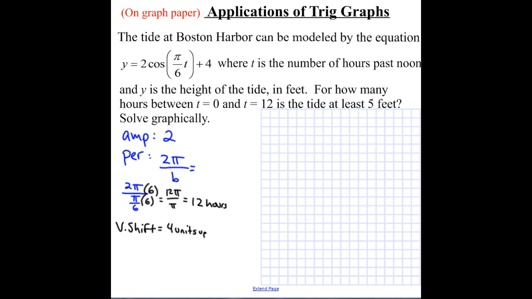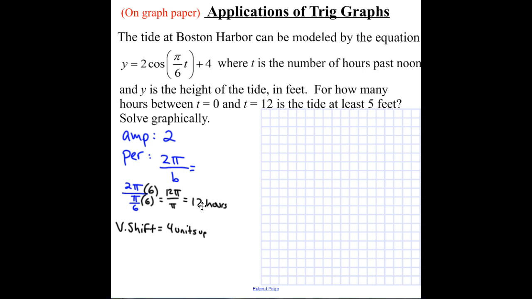Okay, so hopefully you wrote down the amplitude is 2, that's our A value, the height of the wave. The period's always 2 pi over b, so 2 pi over 6. So we've got a complex fraction, multiply top and bottom by 6. It gives us 12 pi over pi, 12 hours. And if you've ever been to the seashore, you know that that's not a bad approximation. It's not exactly 12 hours, but it's not too far from it.